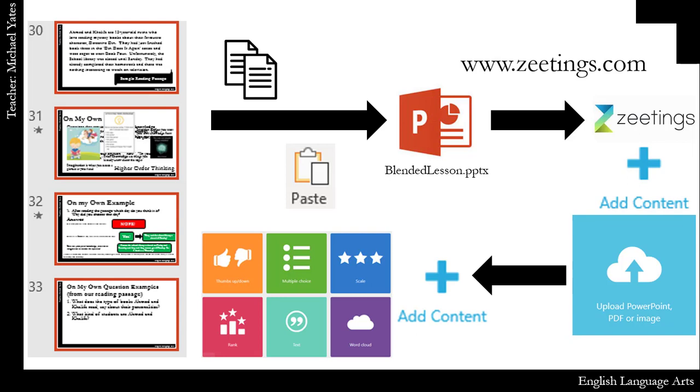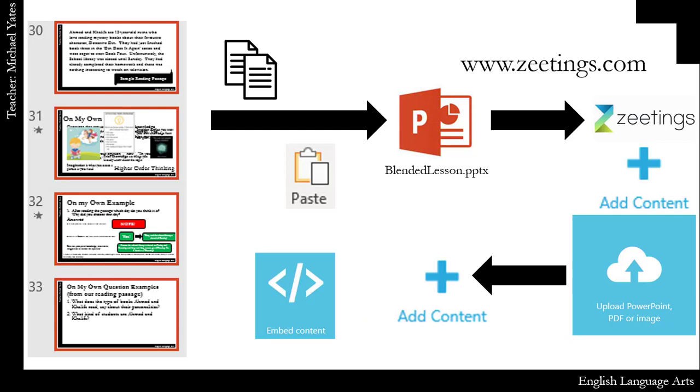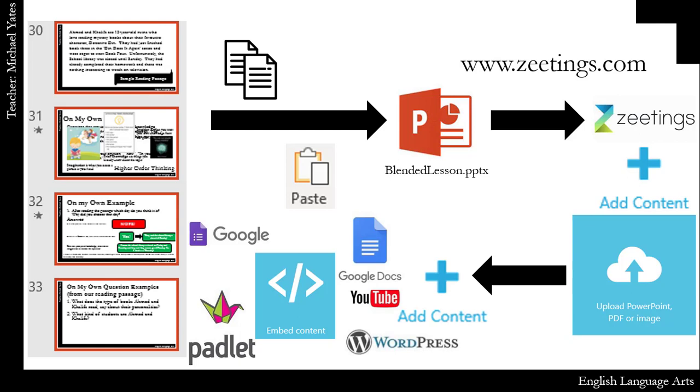So you can get multiple choice questions, scales, ranks, text, word cloud, but you can also embed content. Any HTML5 content, you can embed it. So that's a Google Form, you can do Google Docs, YouTube, WordPress, entire blog sites in there if you really wanted to, or Padlets. Padlets are a great little tool for classroom discussion exercises. I can't really give you an example because Zeetings doesn't allow you to do offline.